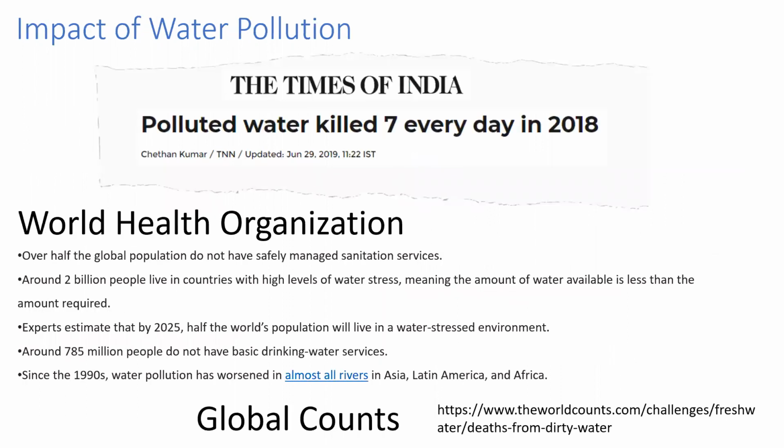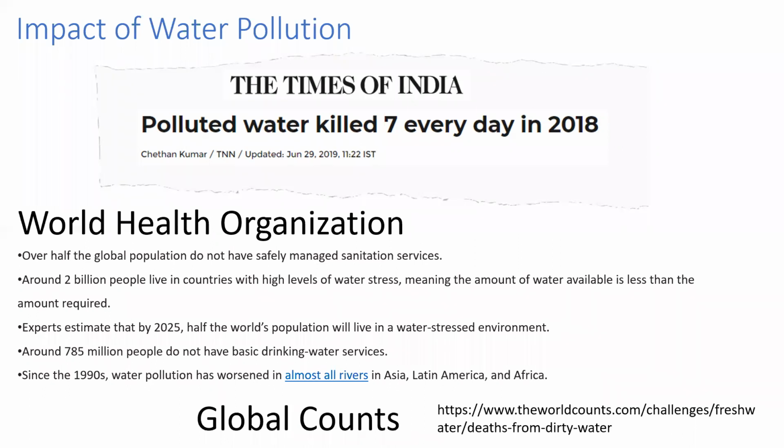So essentially, how severe is this problem, how important is this problem. It claims a lot of deaths every year, and many times it becomes headlines like the one I'm showing here on June 29, 2019: Polluted water kills 7 every day in 2018. The last few years they have done the survey, and for India they have published this data. You can imagine it's not a small number.